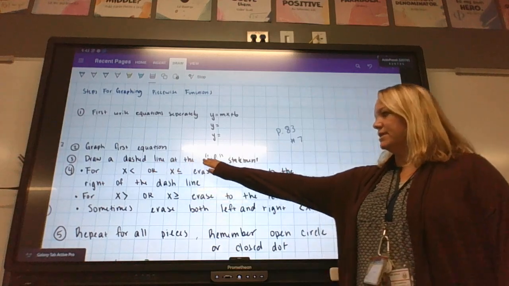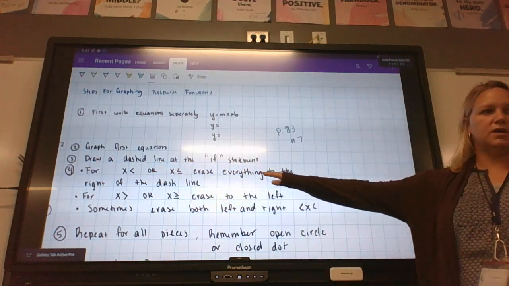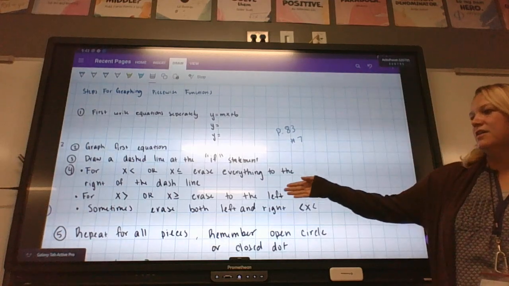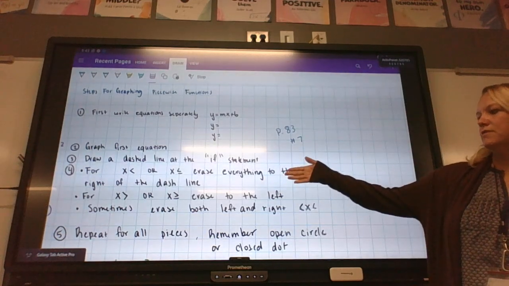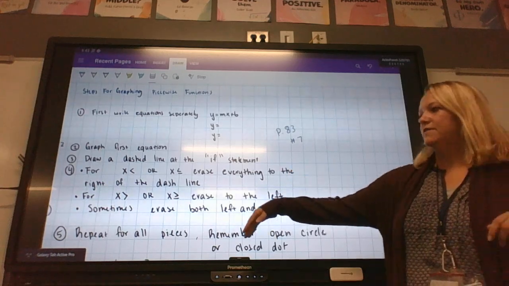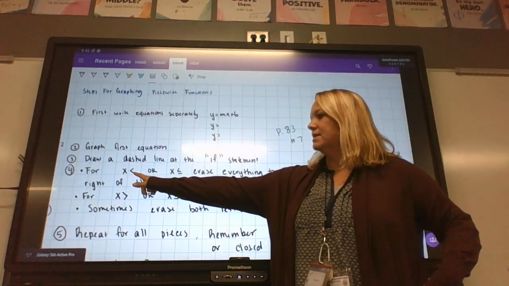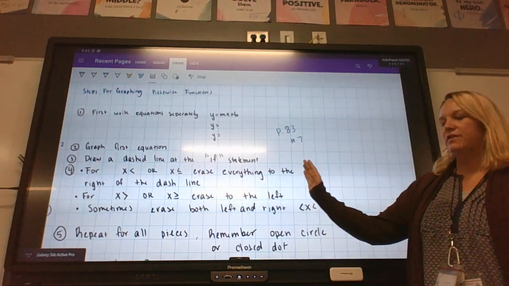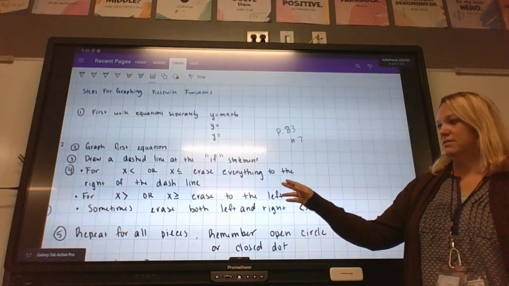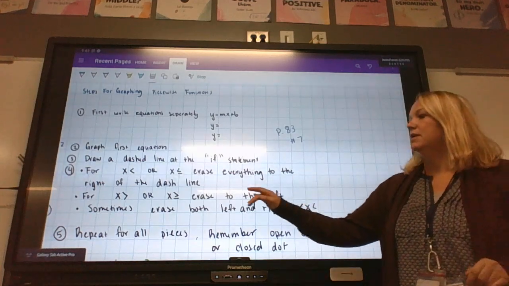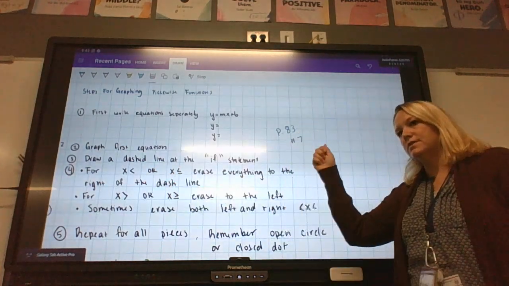I drew a dashed line at the if statement to figure out how I was going to erase. And then right here, this might be the most valuable tip written up here: if it says x is less than or x is less than or equal to, you erase everything to the right. So if it's difficult for you to figure out what you're erasing, these symbols mean erase on the right side.